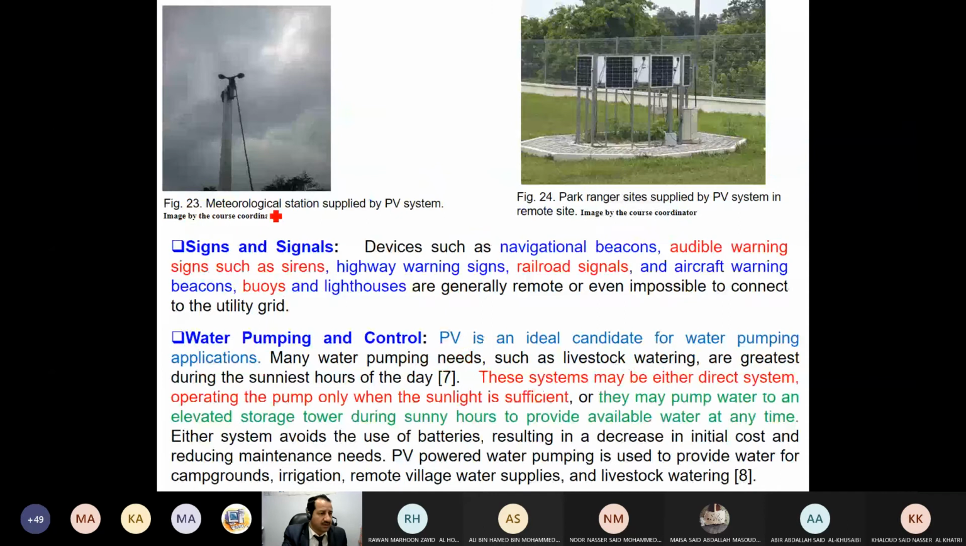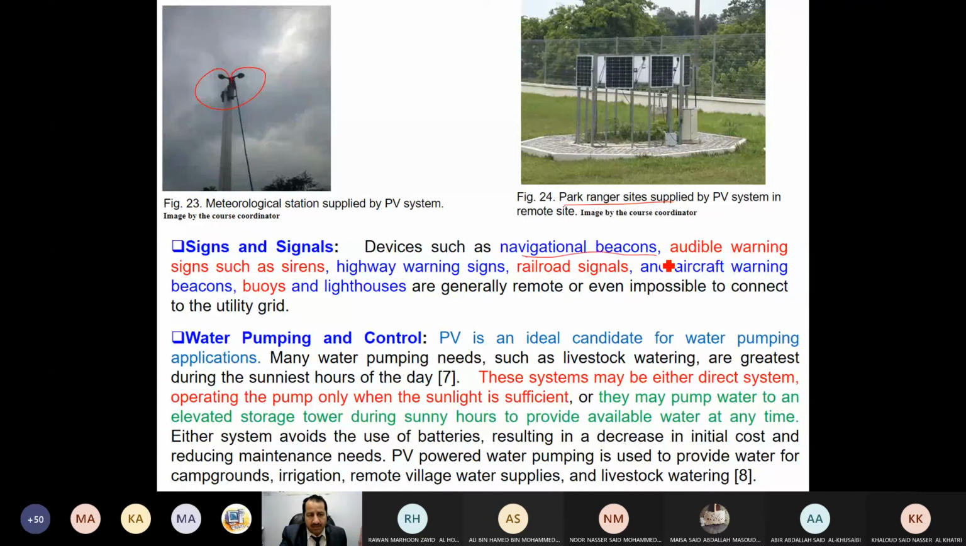This is an example, meteorological, let me say, a weather station. And this is an example from Kuala Lumpur. This is for a park ranger. I took it there. Signs and signals, another application.